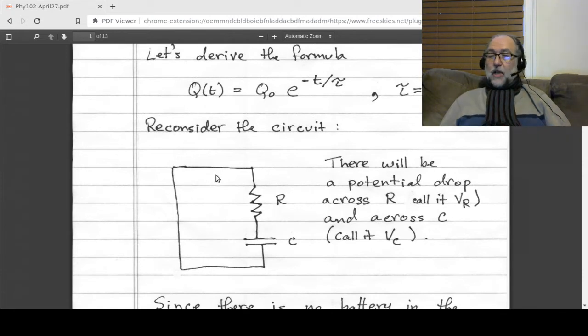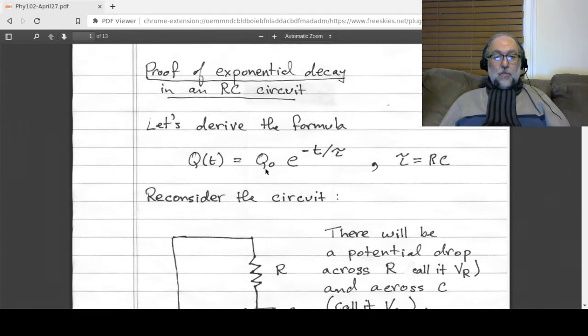If you go back to the lecture where I first introduced this, there was a switch where you could have the battery in the circuit or not in the circuit. When the battery was in the circuit, it would charge up the capacitor. Then when you switched the switch and took the battery out of the circuit, the capacitor would discharge. But the capacitor was always forced to discharge through this resistor, so the discharging wasn't instantaneous, it would take some time. And that's what this formula is right here.